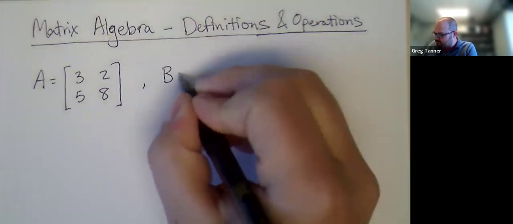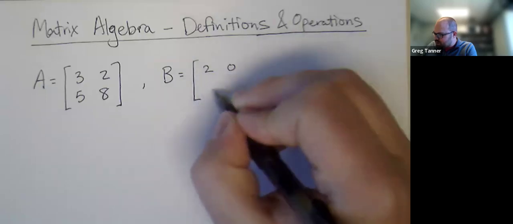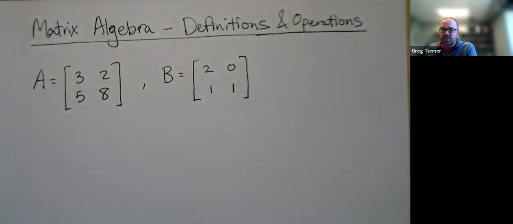Here's maybe another example of a matrix. 2, 0, 1, 1. I'll use capital letters to denote matrices, just so that it's kind of clear what's a matrix and what's not.